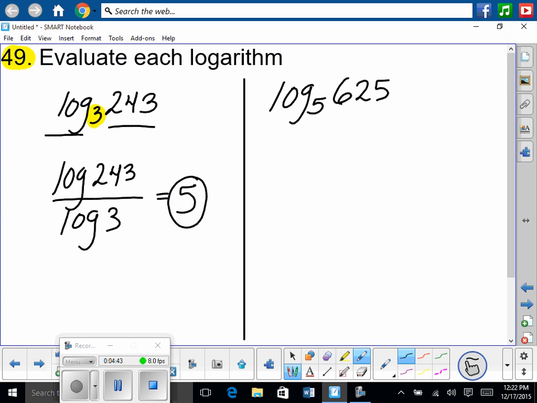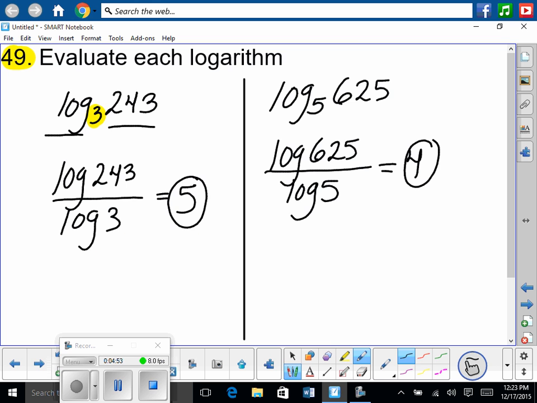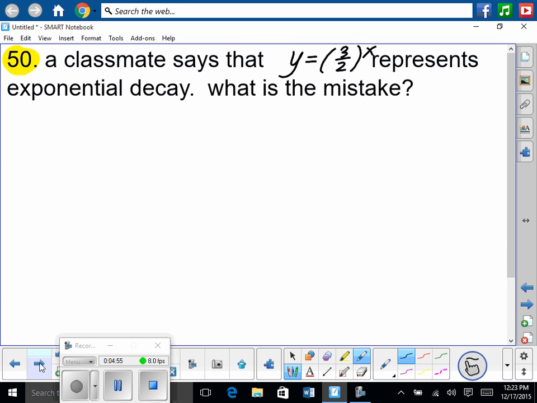So the same thing here. We have log of 625. I use the change of base formula, divided by log of 5. If you type that into your calculator, you get 4.